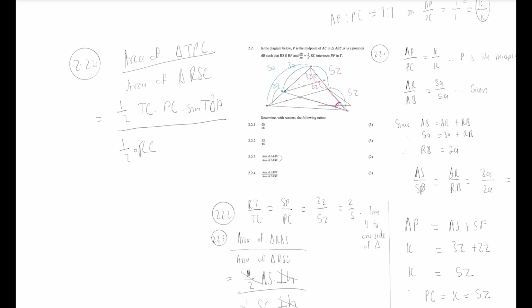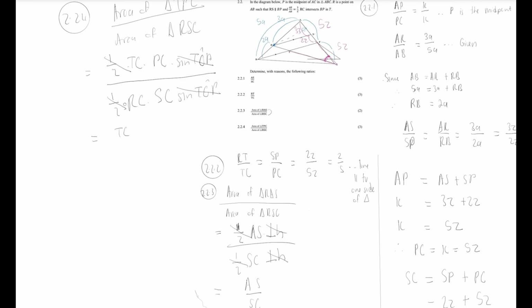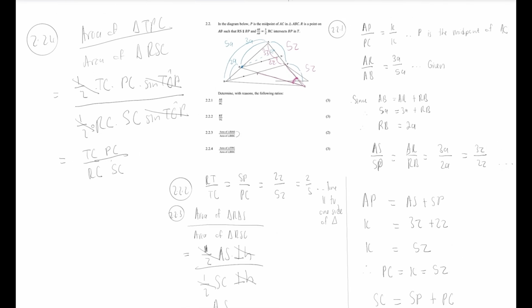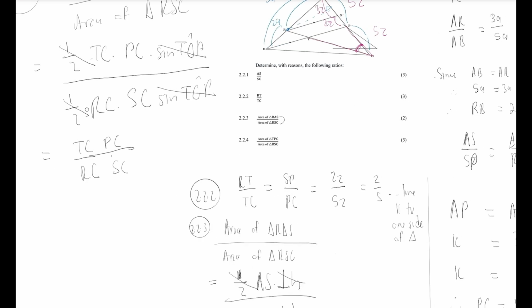RC, SC, sine TCP. This cancels, this cancels. Then this is equals to TC over RC times PC over SC. So what you do now is that you go to your diagram.